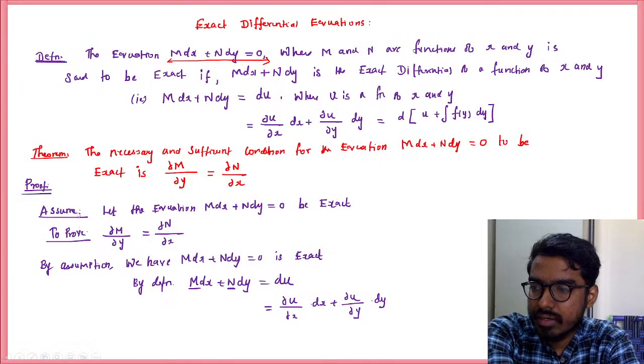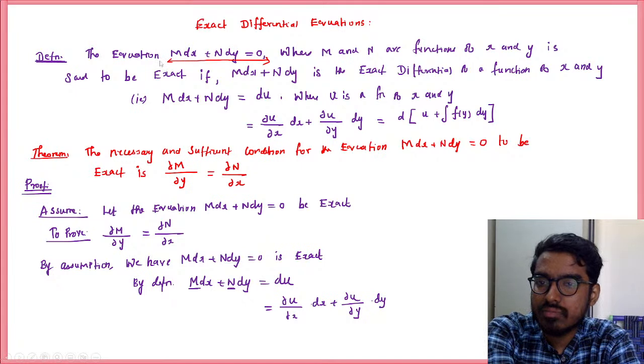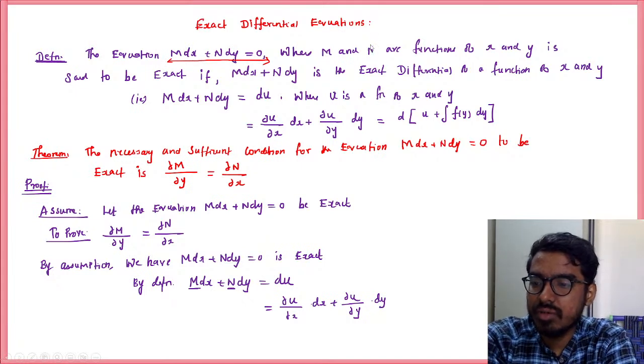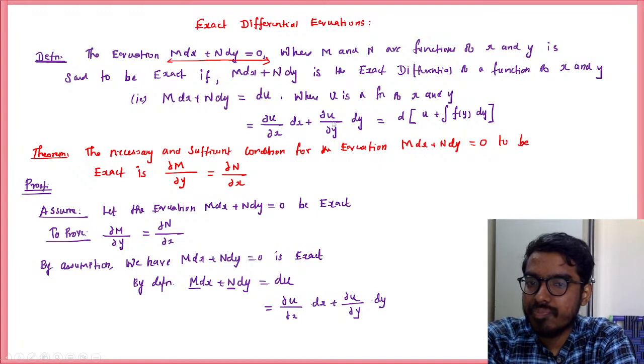That is what we have defined here. Is there any doubt? The equation M dx plus N dy is equal to 0 is exact if this can be done in this form. The other way of saying that this is exact is ∂M/∂y is equal to ∂N/∂x.